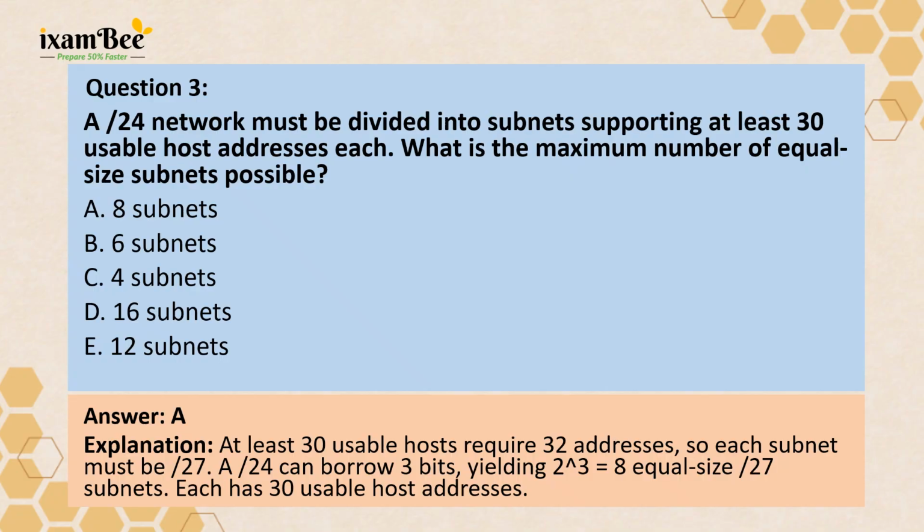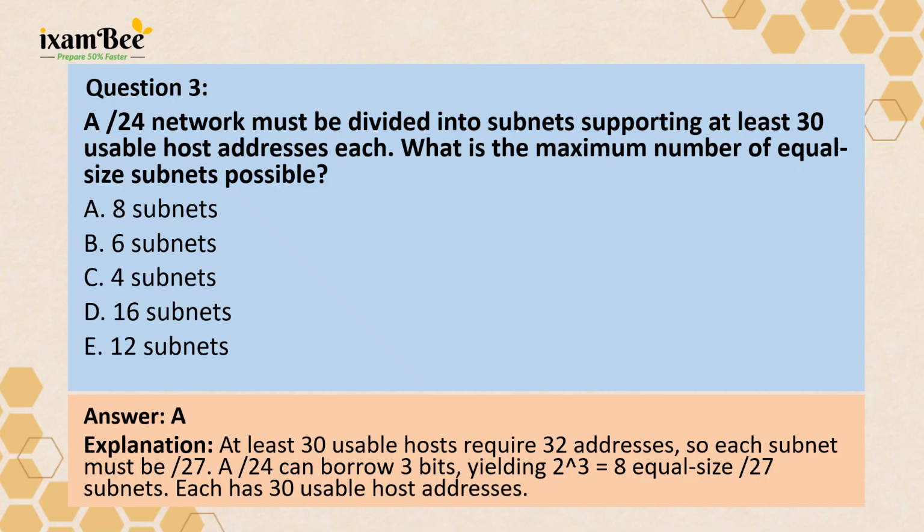Now going from a /24 to a /27 means we have borrowed 3 bits for subnetting. That gives us 2 to the power of 3, which is 8 equal size subnets, each with exactly 30 usable host addresses, matching the requirement precisely. Since we want the maximum number of subnets while still meeting the 30 host minimum, the answer is A, which is 8 subnets.